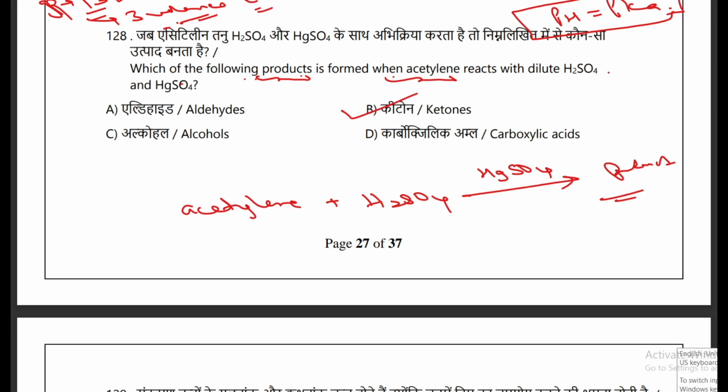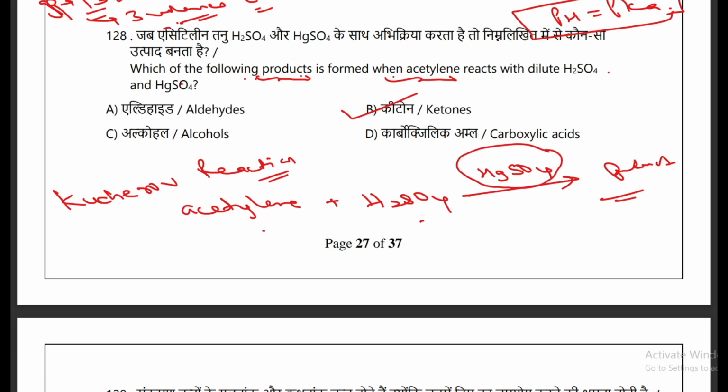So actually this reaction is known as Kucherov's reaction. Acetylene reacts with sulfuric acid in the presence of mercuric sulfate to synthesize ketones as your final product. So B option is your correct answer.